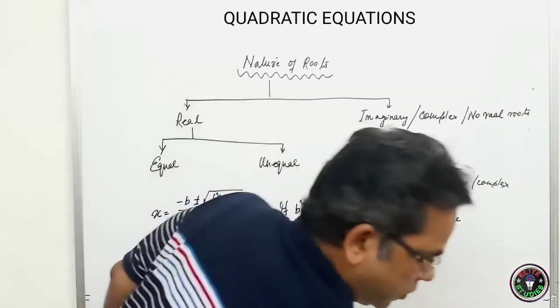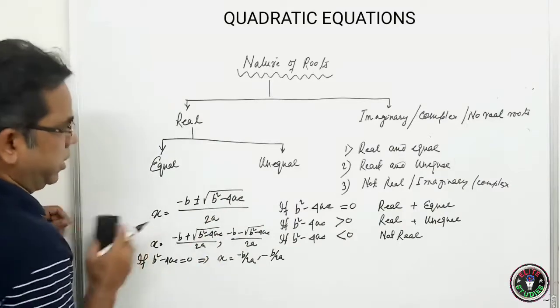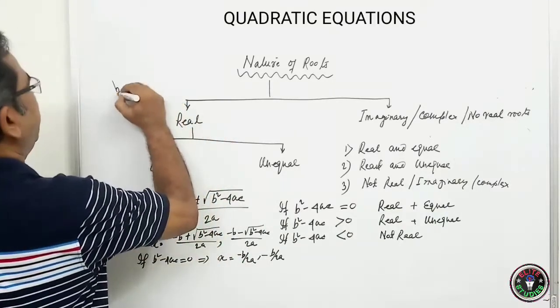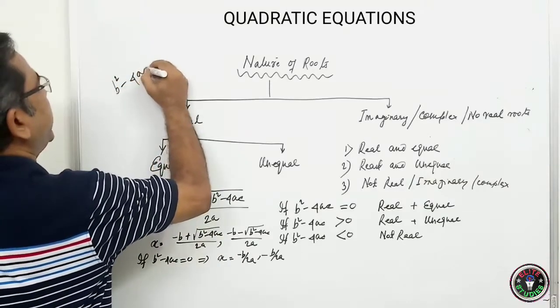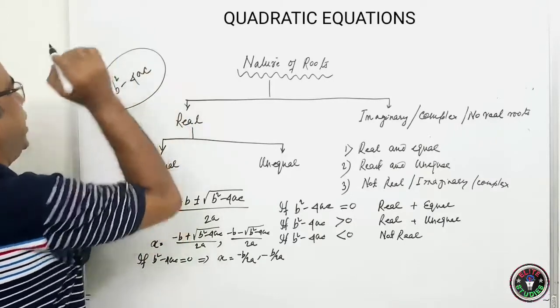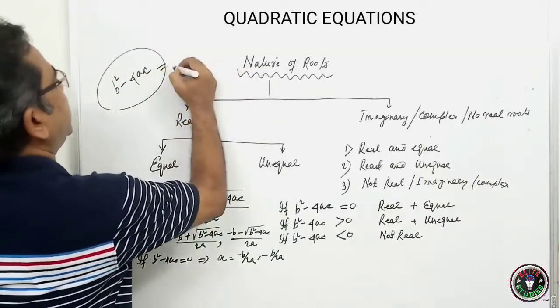Now, what we can do? Now, here only we can write, you see. Now you can write it here. This b square minus 4ac is the main criteria to determine the nature of the roots. So it has been given a special name called discriminant.